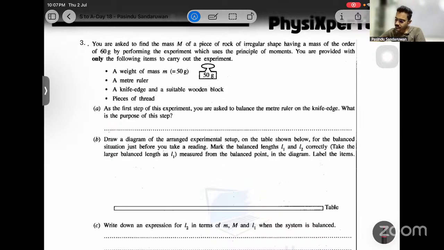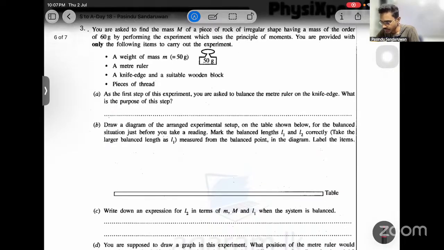Secure knowledge. Part 3, question 3. You are asked to find the mass of a piece of rock of irregular shape, having a mass of the order of 60 grams, by performing the experiment which uses the principle of moments. You are provided with only the following items to carry out the experiment.